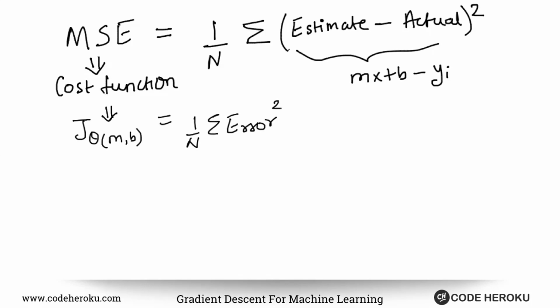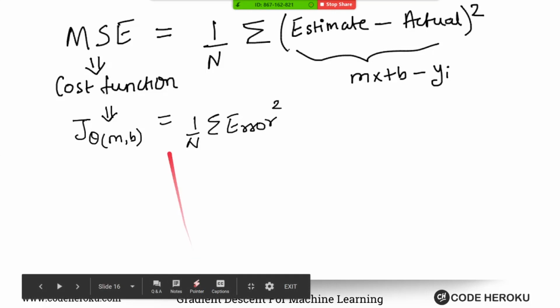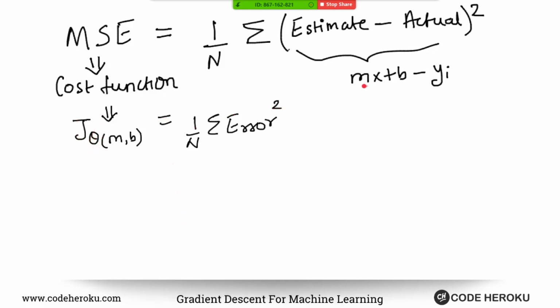Or you can make this even more fancy. In your research papers, don't call it cost function. You can say something like j of omega or j of theta, where this theta is a function of m and b. Why is it a function of m and b? It's right over here in front of you, right? Let me get a pointer. This j theta, or the cost function, is a function of m and b over here.